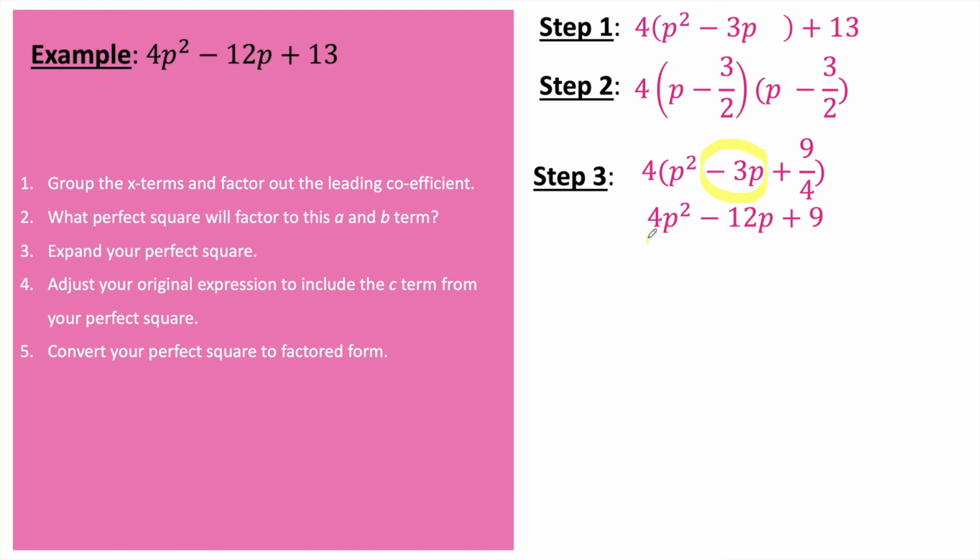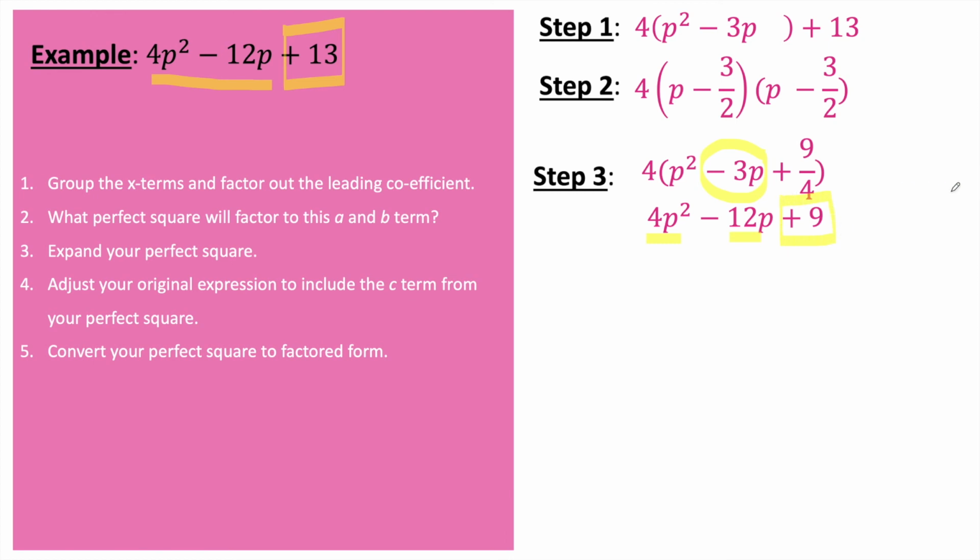Again, notice that the a term and the b term in my perfect square are exactly the same as in the original expression. The only difference is this c term. I have positive 13 in my original expression, and I have positive 9 in my perfect square.